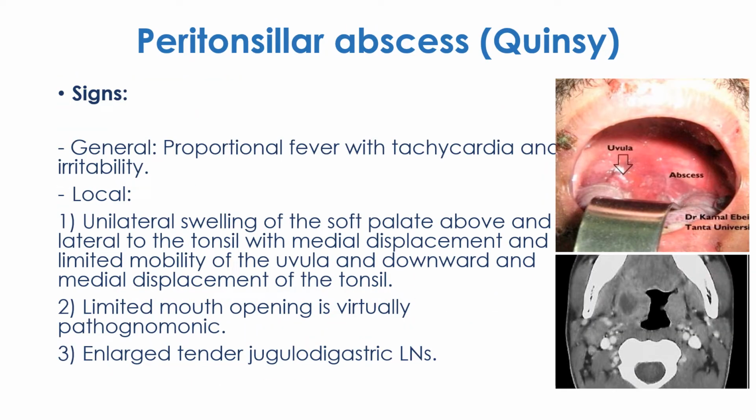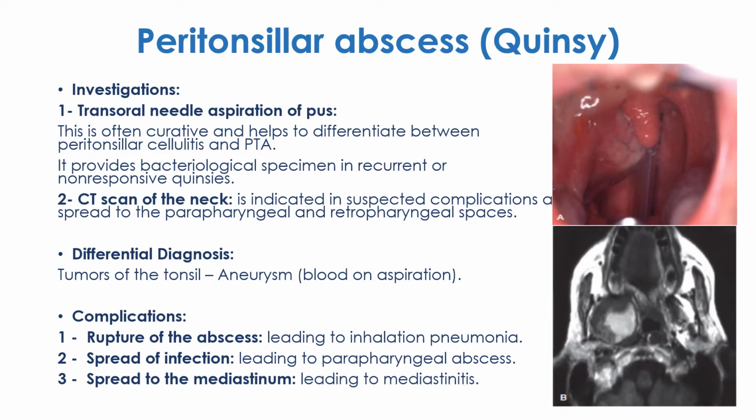The signs: general signs are proportional fever with tachycardia and irritability. Local signs are unilateral swelling of the soft palate above and lateral to the tonsil, with medial displacement and limited mobility of the uvula, and downward and medial displacement of the tonsil. Limited mouth opening is virtually pathognomonic. An enlarged tender jugulodigastric lymph node is common.